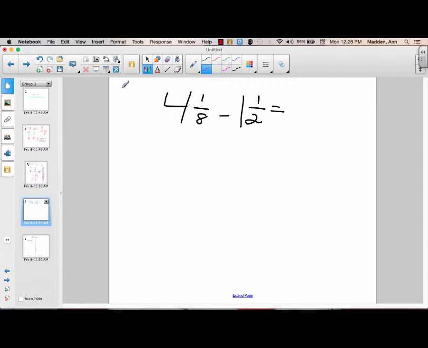4 1/8 minus 1 1/2. My first step is to change these mixed numbers into improper fractions. 4 times 8 is 32, plus 1 is 33, minus 2 times 1 is 2, plus 1 is 3.